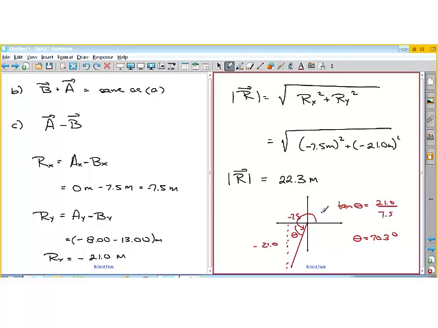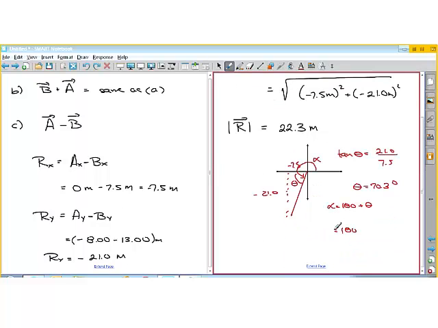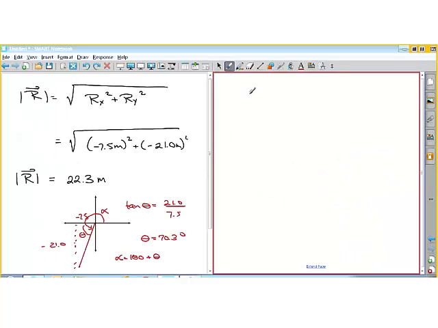70.3 degrees. So the actual angle, I'll call that alpha. Alpha is equal to 180 plus theta. So we get 180 plus 70.3, which is 250.3 degrees. And we go back and check the answer, and they say it's 250 degrees. Okay, magnitude 22.3, so we're right there. Now, the order that we add things in doesn't make any difference when you add vectors.